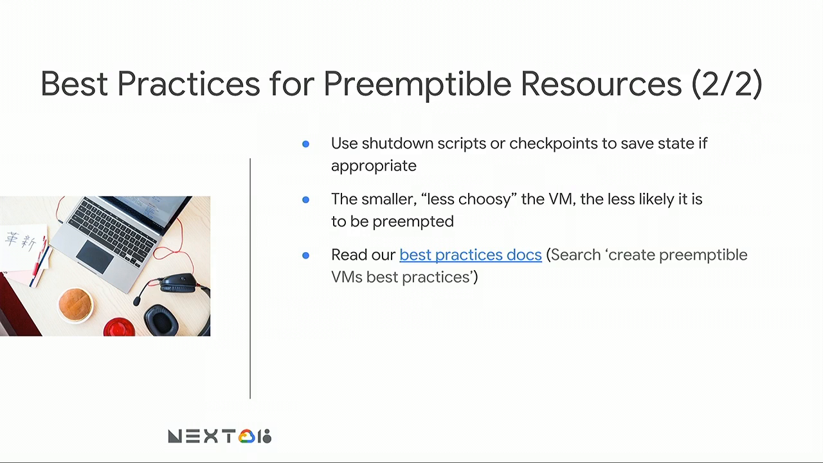Beyond that, use shutdown scripts and checkpoints to save state if that's appropriate for your workload. I'm talking about standard GCE shutdown scripts that are just part of Linux. The smaller, the less choosy the VM, the less likely it is to be preempted. So a 64-core preemptible VM with local SSD and GPU is much more likely to be in somebody's way than a 16-core preemptible VM. On the website, we also have a bunch of best practices that outline a lot of this with a lot more detail than you can read.